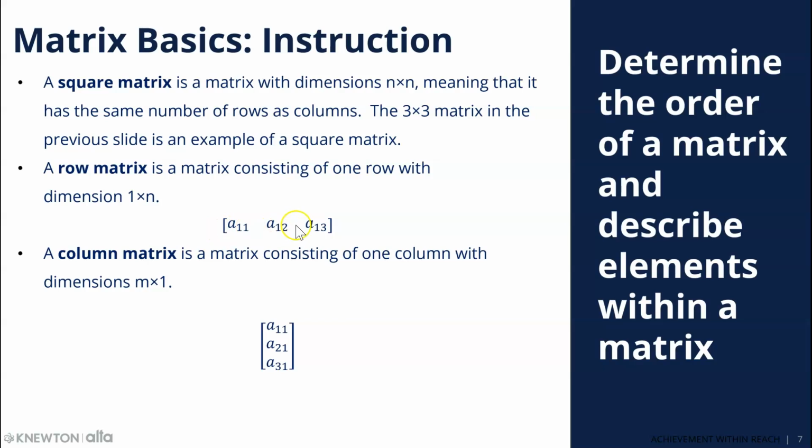And we also have the row matrix. A row matrix is of this form, where we have a matrix consisting of one row only. So the dimension for a row matrix is 1 by n, 1 row, n columns. And then lastly, we have a column matrix. A column matrix is a matrix consisting of one column with dimension m rows, 1 column, so m by 1.